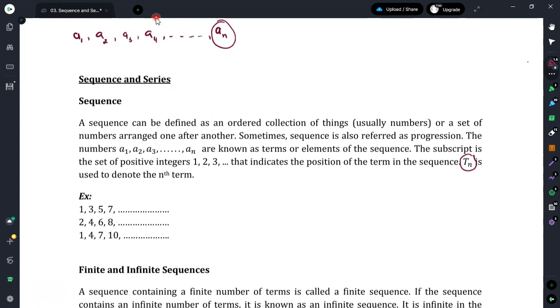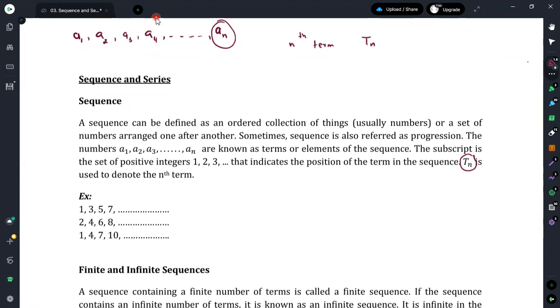Therefore, to denote the nth term of any sequence, you can use the notation Tn. We can use the notation Tn to denote the nth term of any sequence.